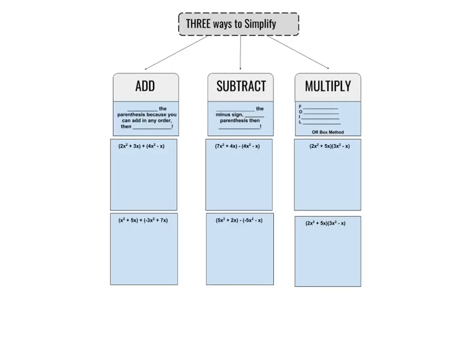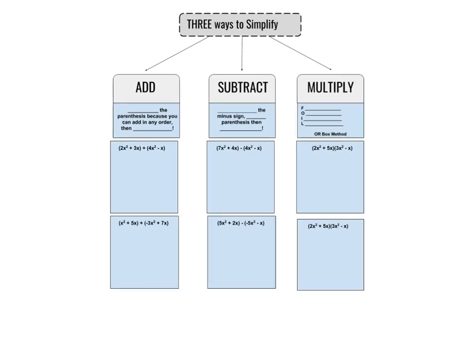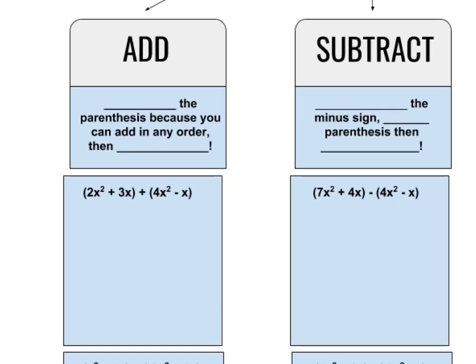Okay, so let's think of the different ways that we can simplify polynomials or binomials or whatever nomial we have. So one way to simplify them that you're going to see is that we're going to be asked to add them. What's really cool about addition is that we are able to drop or eliminate the parentheses because you can add in any order. So it doesn't matter what order you add in. You don't have to add in the parentheses first and then add anything else. So really we don't care about the parentheses. So we're able to drop them.